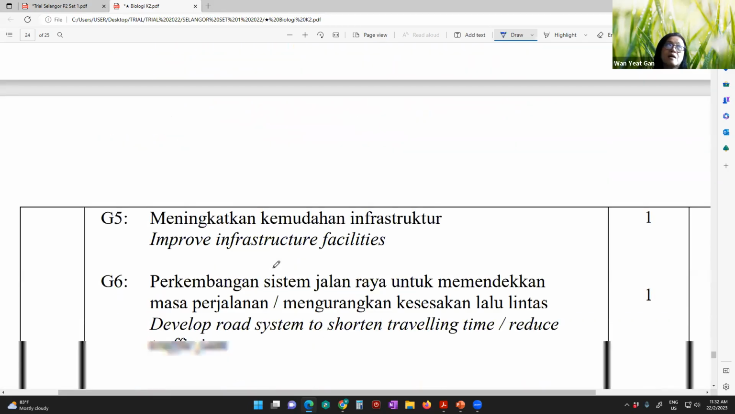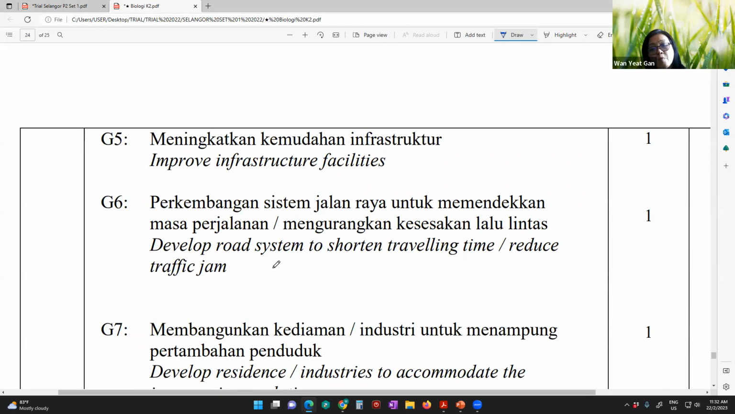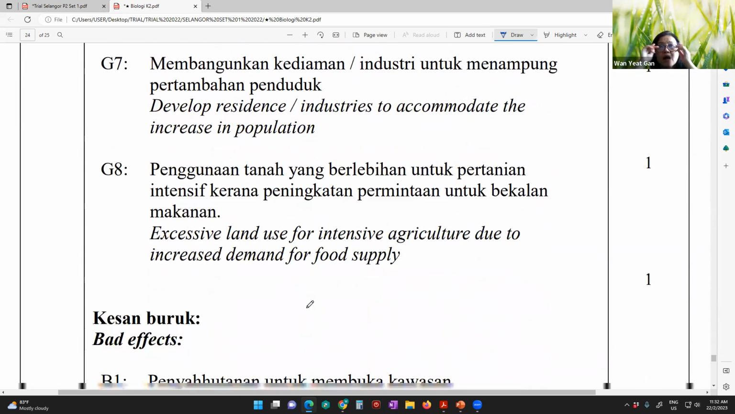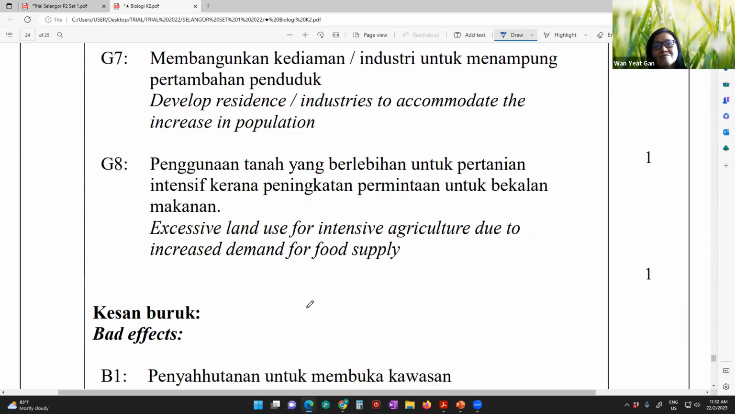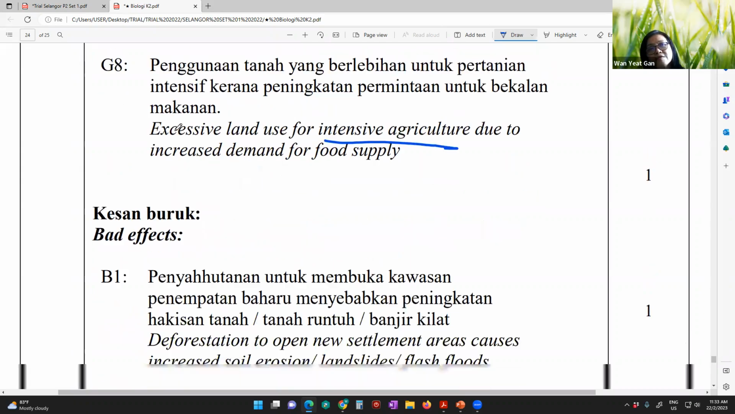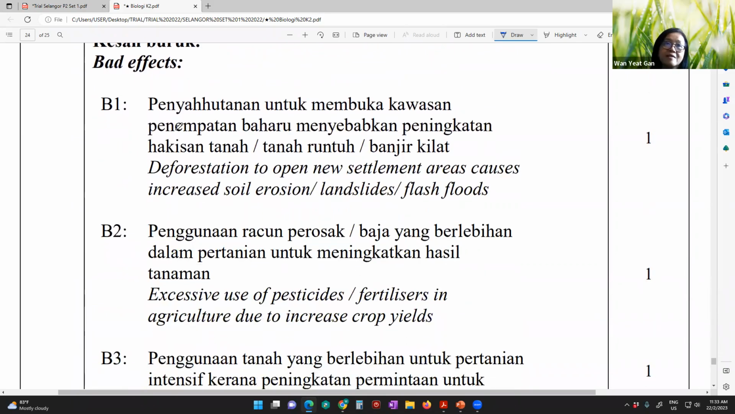And besides that, when you build a city or a new development, you are also building more infrastructure facilities. For example, maybe you improve the road system so people can travel in shorter time. And you can also increase more industry to supply a diverse kind of products. And also you can use the land for intensive agriculture. Okay. Now, of course, there are also bad effects of deforestation.